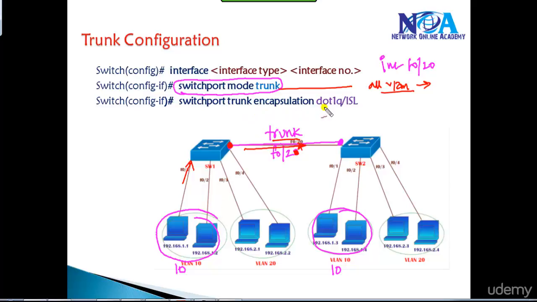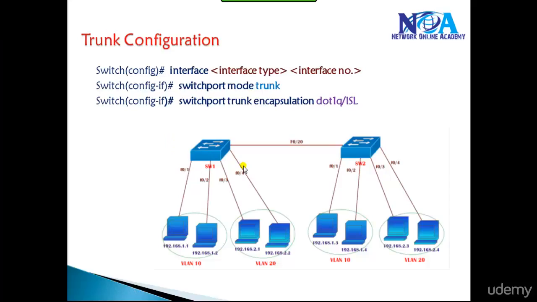And then we can define which encapsulation you want to use, whether you want to use .1Q or ISL. Now by default it runs .1Q. So if you're practicing this on Packet Tracer, this command is not supported in some platforms, but anyway they use .1Q encapsulation by default. Okay, so let's go and verify in the command line some of the configuration commands.